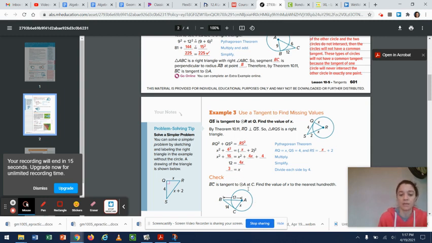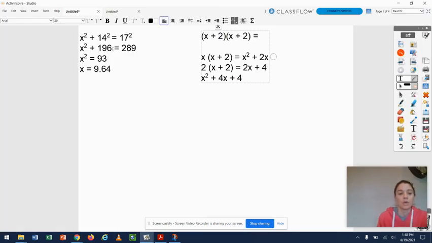You're going to pause the video and see if you can do the check question. In the check question, you should be setting it up like this. You should have x squared plus 14 squared equals 17 squared. When you start squaring and then subtract your 196, you should get 93, and then you will want to finish by taking the square root. So 9.64 should be your final answer.